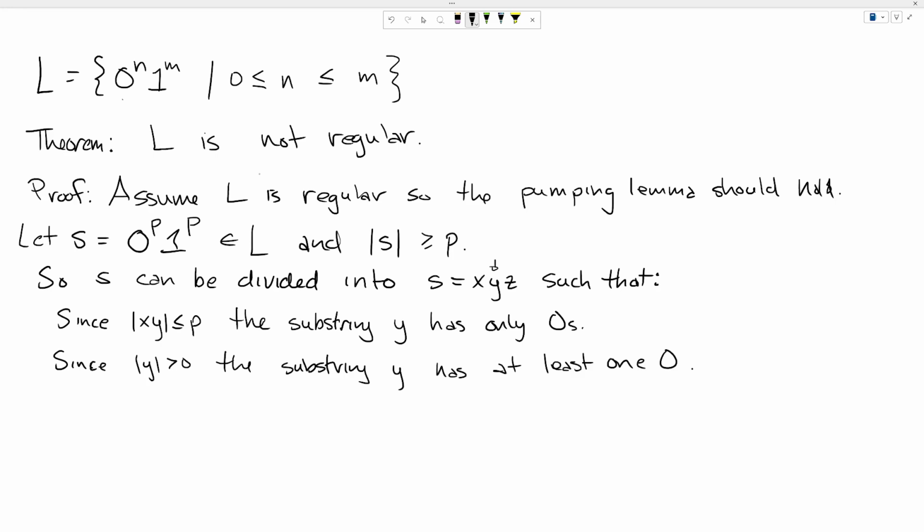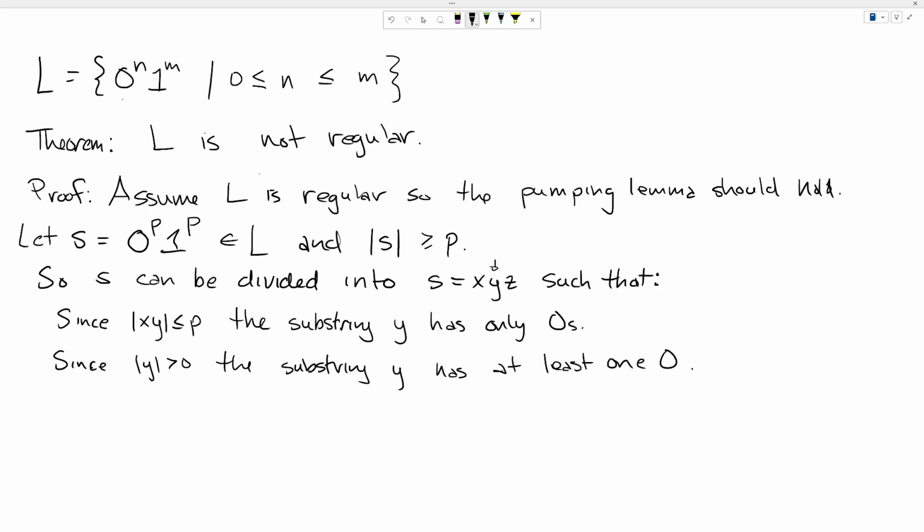So again, we apply these two properties to argue a little bit about what this substring y is, and after looking at them, we realize that the substring y can only be in this block of zeros, and it must have at least one of those zeros. And with that information in hand, we now can make some argument about pumping this string.